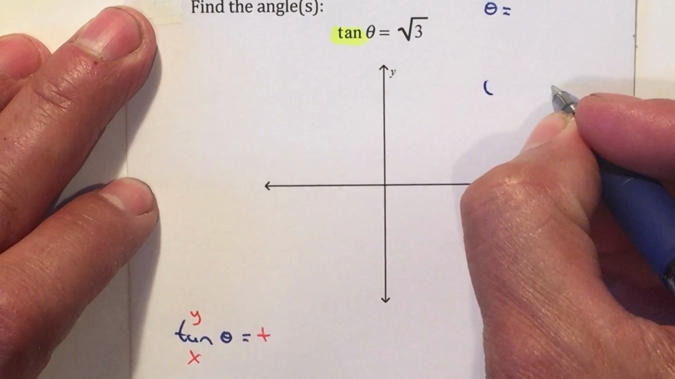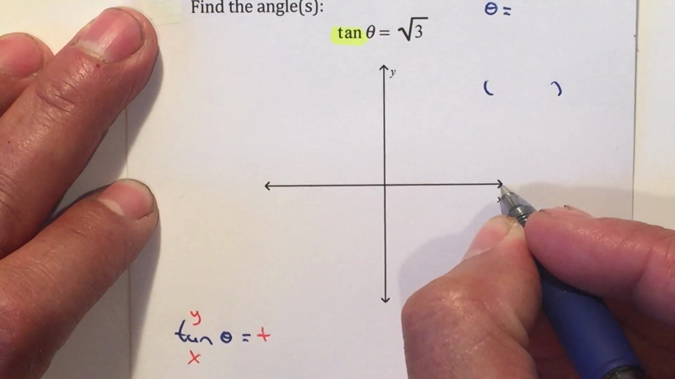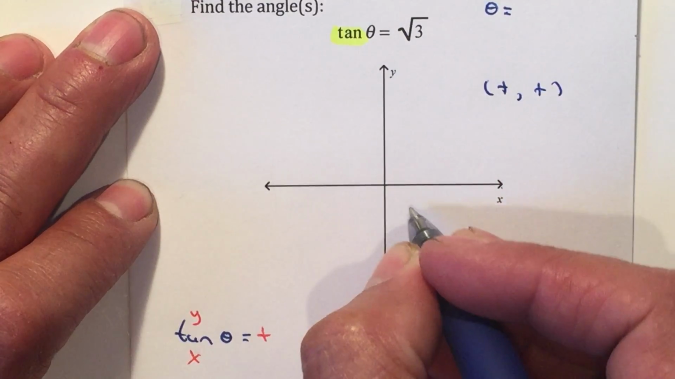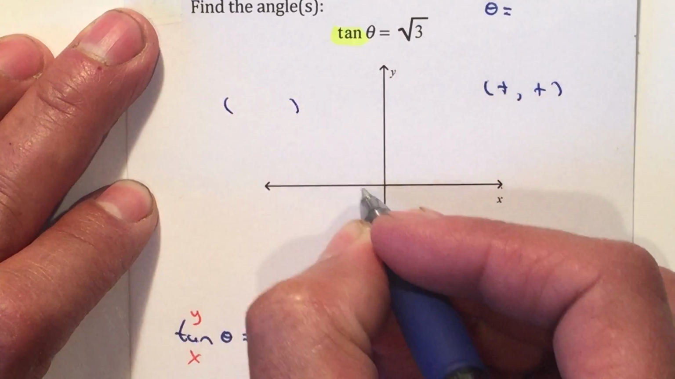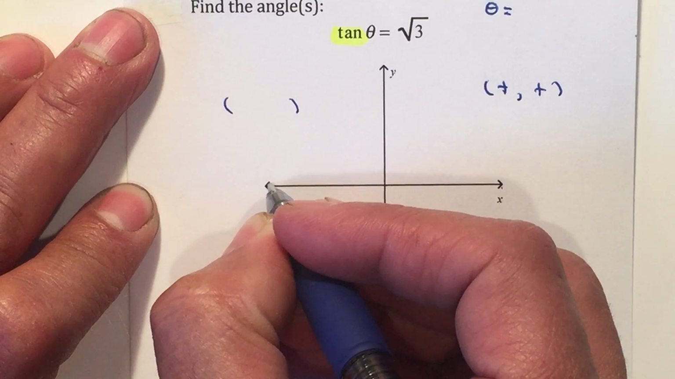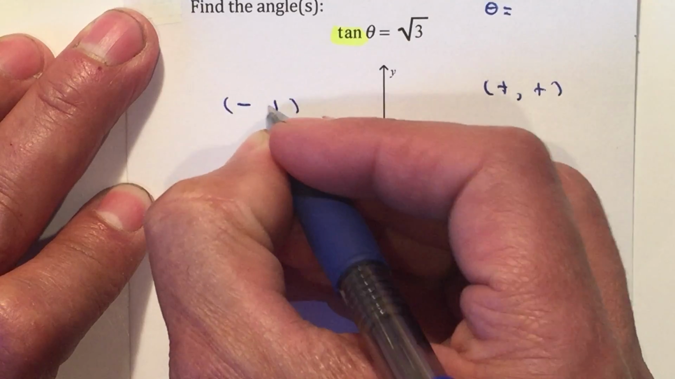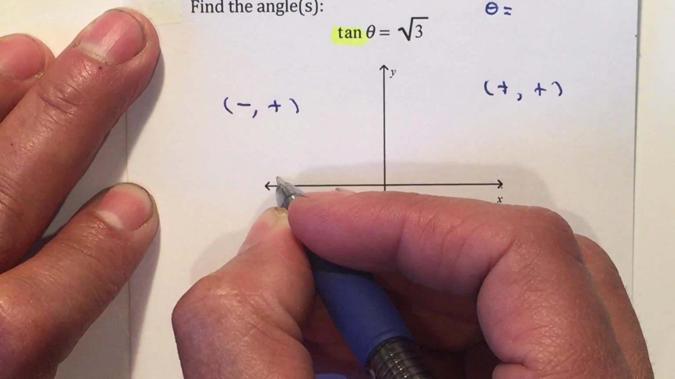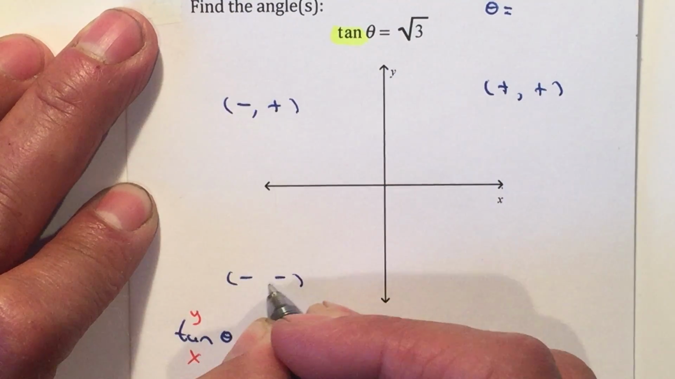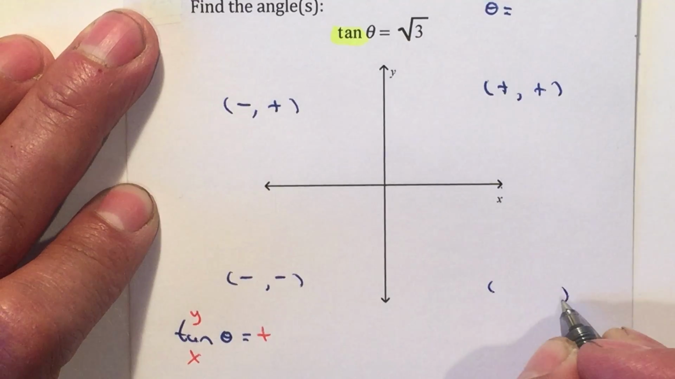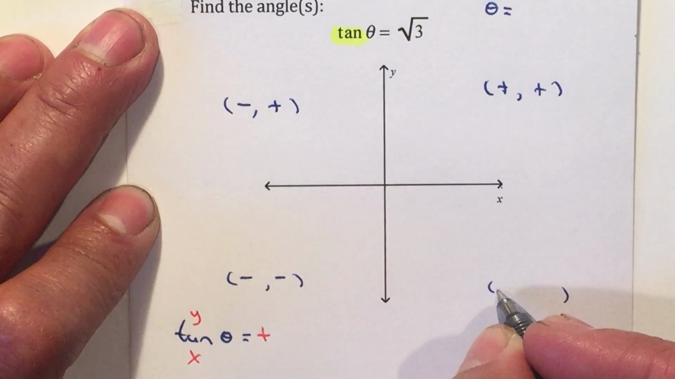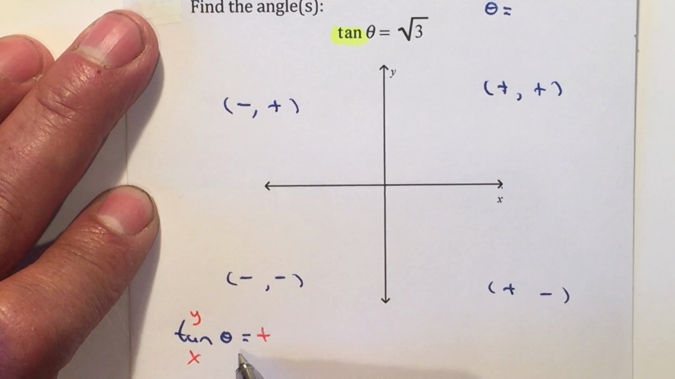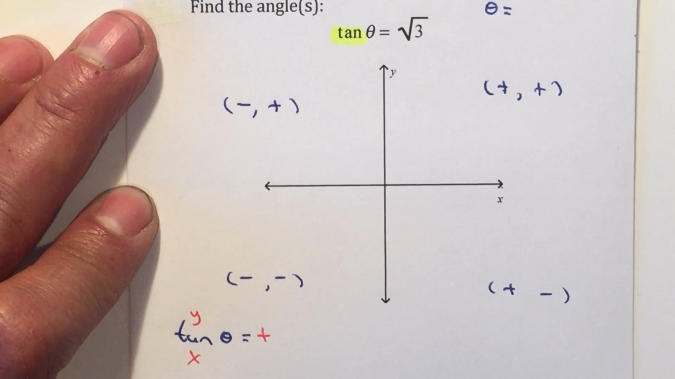So if we have a point in here, this point will be positive and positive. So your x will be positive and your y will be positive. If you have a point on the second quadrant, your x will be negative, but your y will be positive. If you have a point on the third quadrant, your x will be negative and your y will be negative. If you have a point on the fourth quadrant, your x will be positive, your y will be negative. So in order for it to be positive, they need to have the same sign.